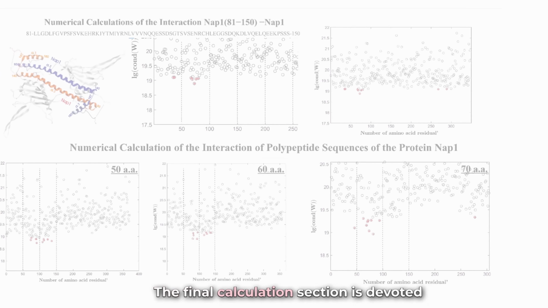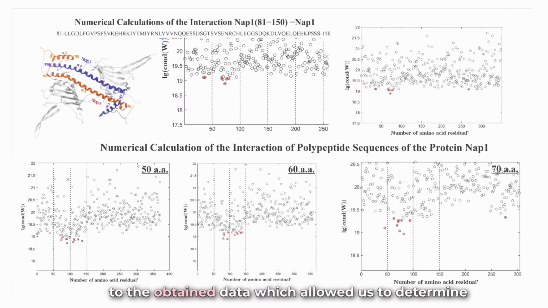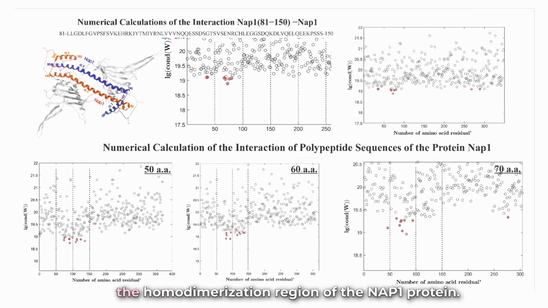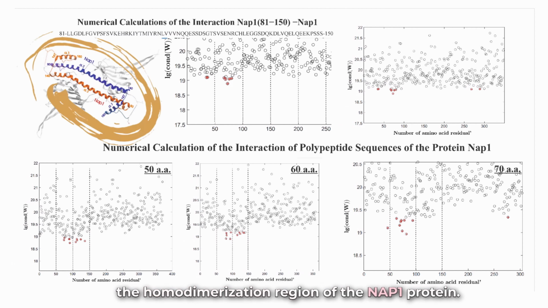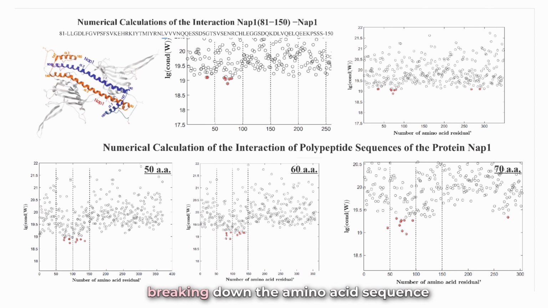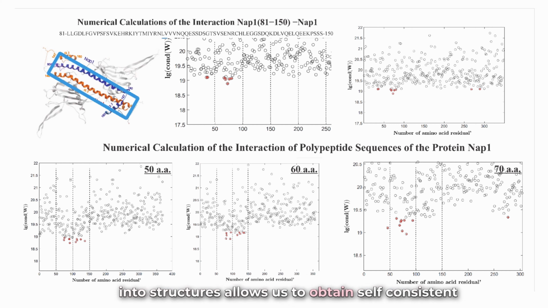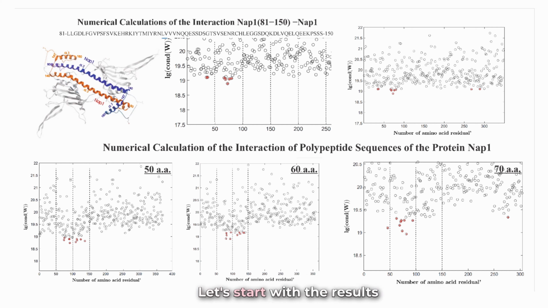The final calculation section is devoted to the obtained data, which allowed us to determine the homodimerization region of the Nap1 protein. The presented results clearly demonstrate that breaking down the amino acid sequence into structures allows us to obtain self-consistent results more quickly and accurately. Let's start with the results obtained using algorithm 1.